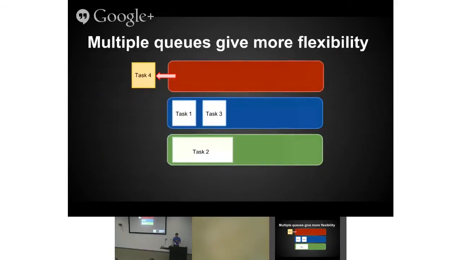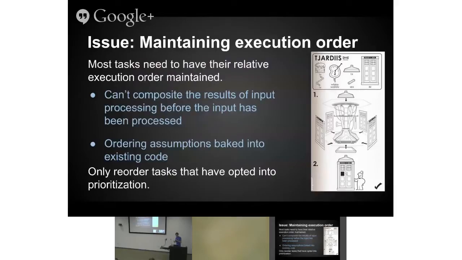But there are some constraints that we have to be aware of when we're doing this, and I'll talk about a few of those. The main one is that a lot of these tasks that go on the main thread have implicit dependencies, like order dependencies between themselves and other work.